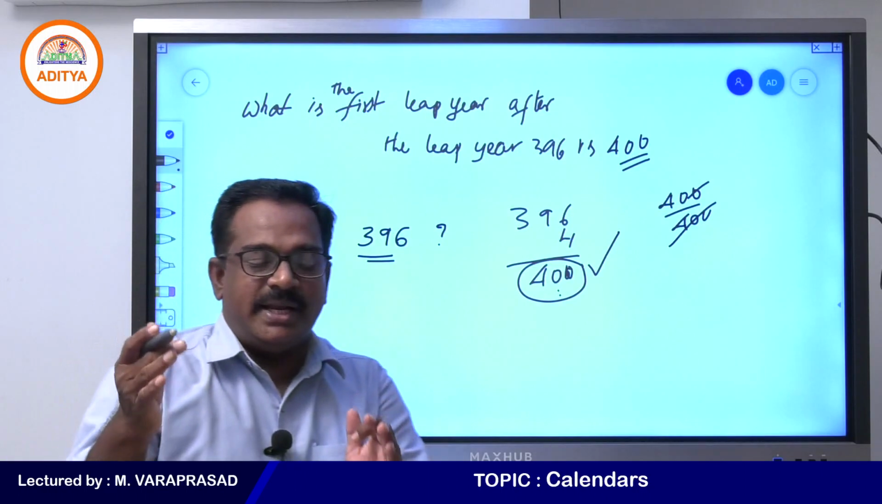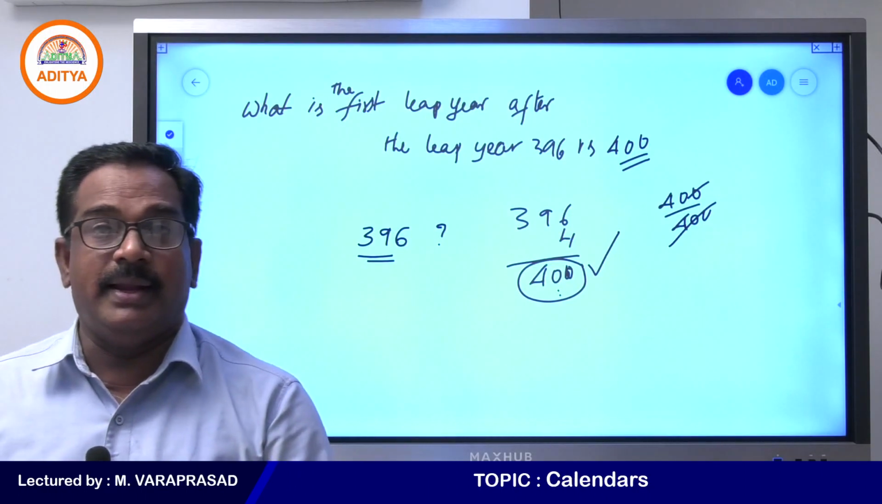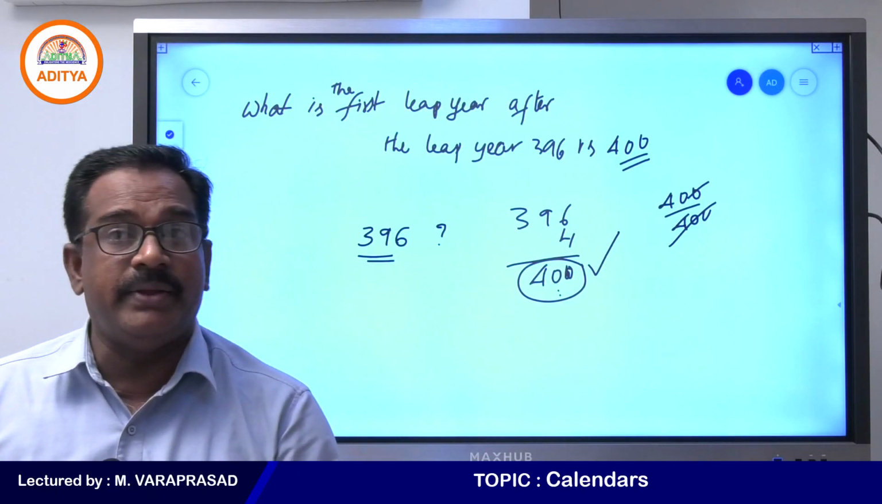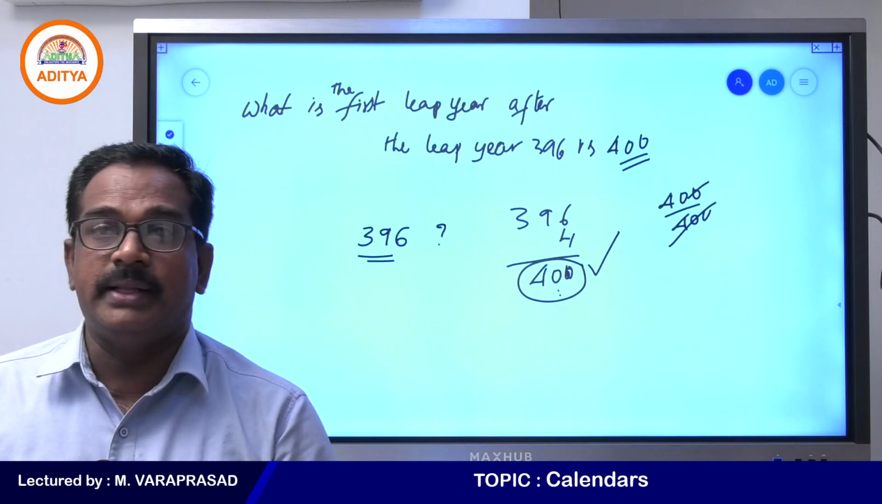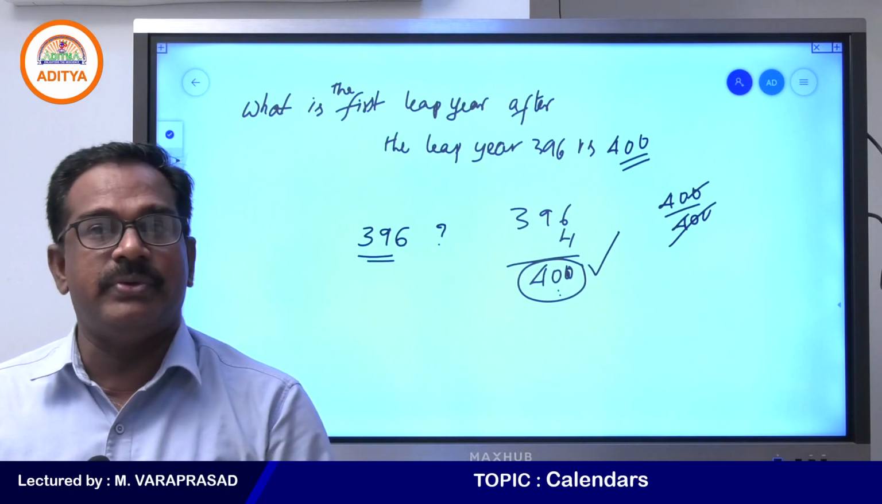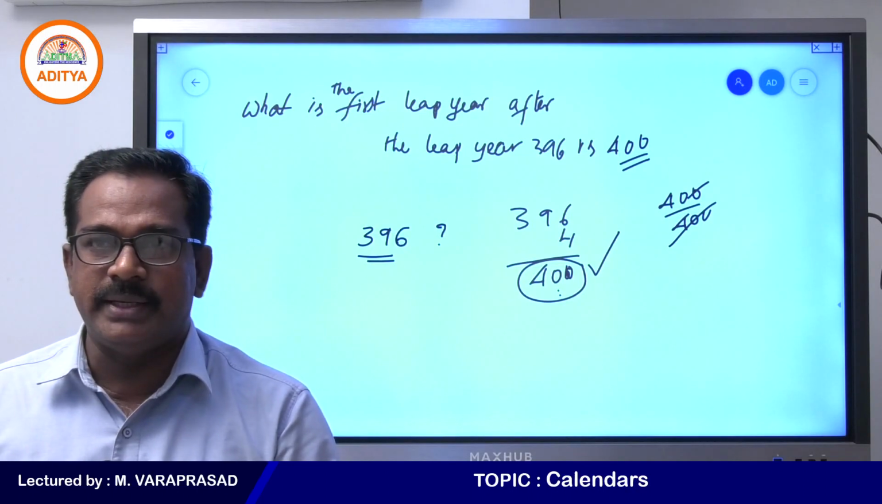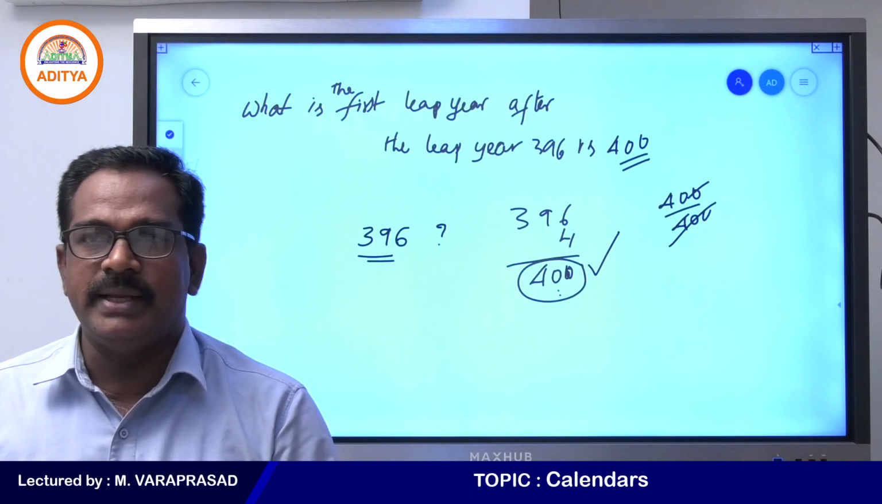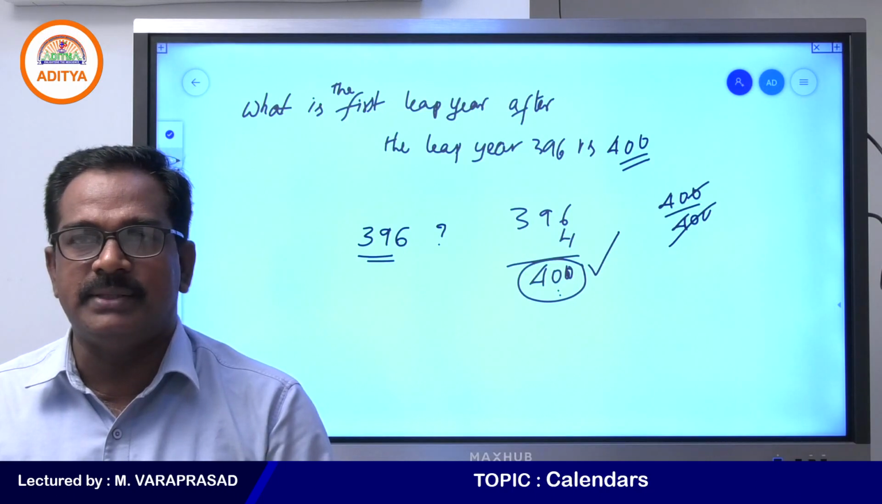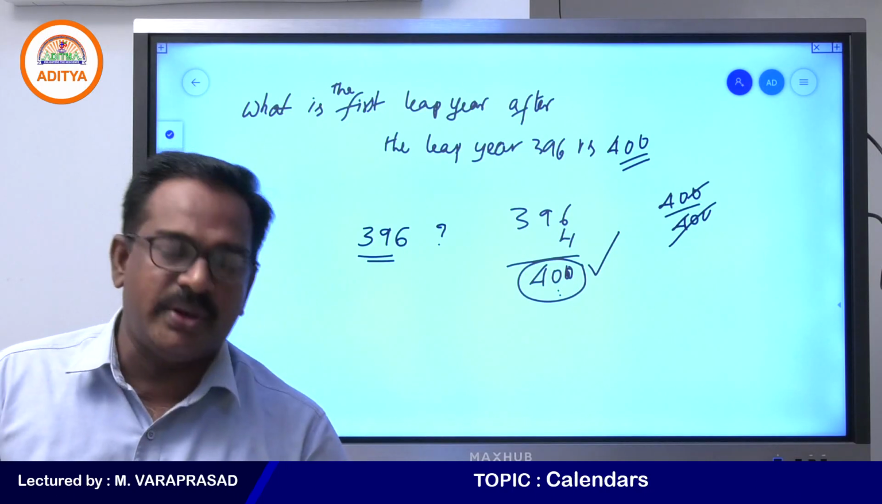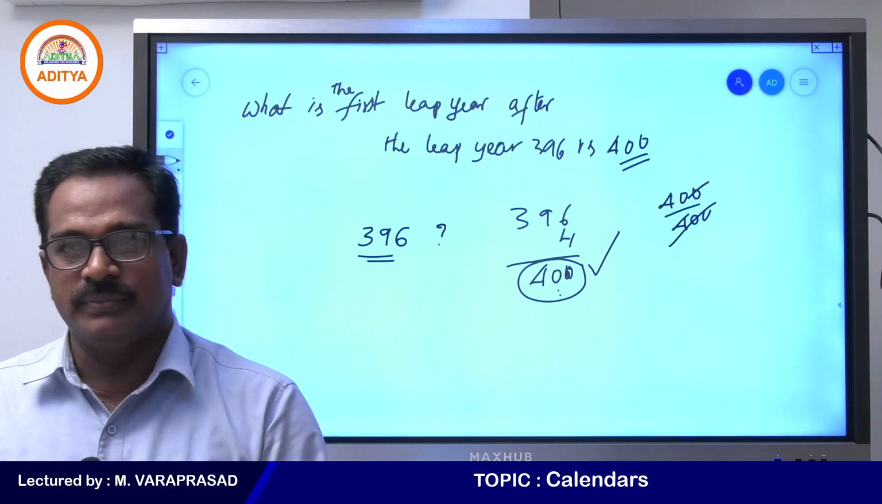Leap years in centuries should be divisible by 400. Then only it is a leap year. Yes, my students, many of you wrote 400, but one or two members wrote 404. Please check your answer. 400 is divisible by 400, so it is a leap year.